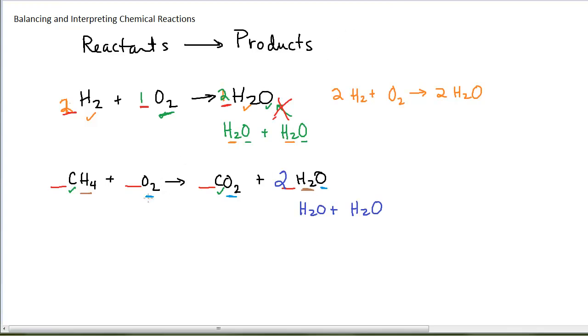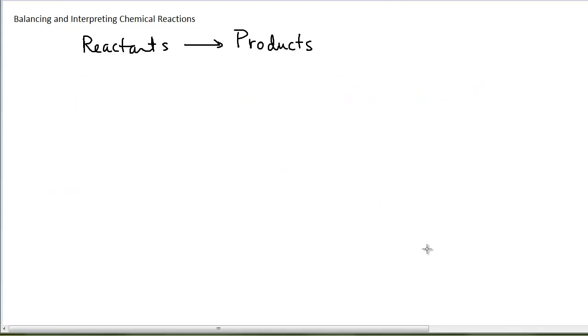Let's balance the oxygens. I have 2 oxygens on the left, and on the right I have these 2 plus another 2. 2 waters give me 2 more oxygens. That's 4 oxygens, and so the 2 right here will then balance this reaction. Let's try another one.